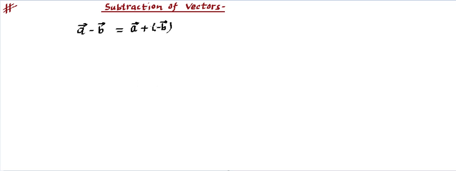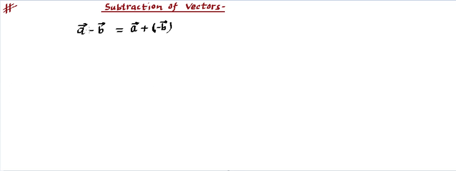Now if we read this in this manner, then we can claim a big thing. That means subtraction of vectors is basically nothing but the addition of vectors. Right, so instead of writing B, we are going to use vector minus B, and this minus B has to be added with vector A.